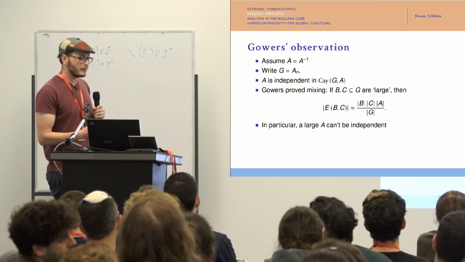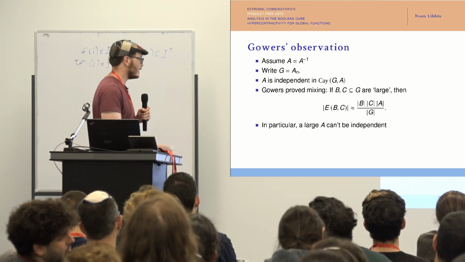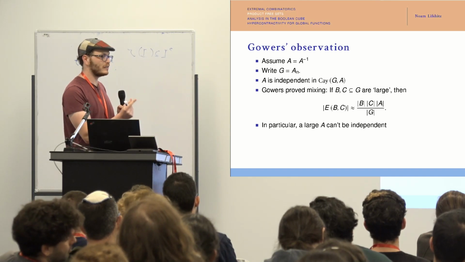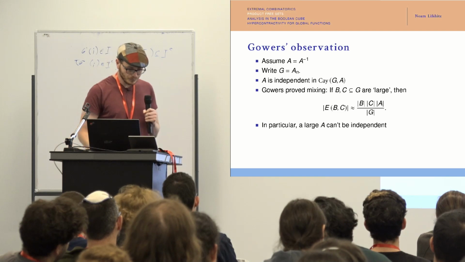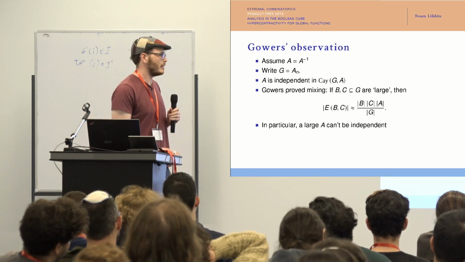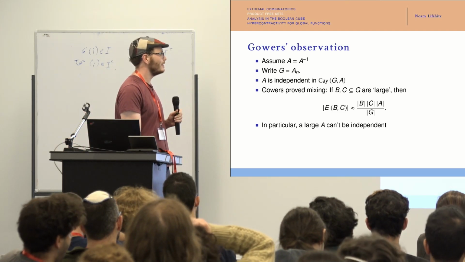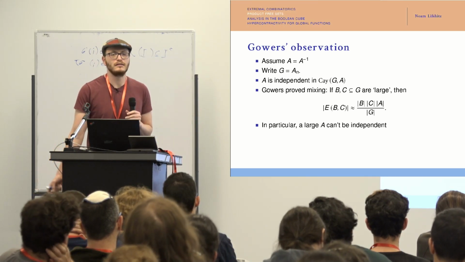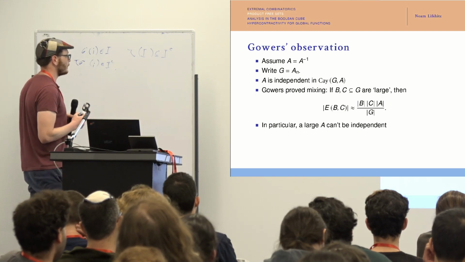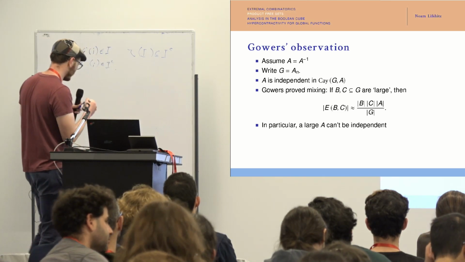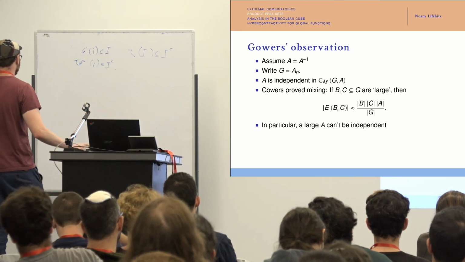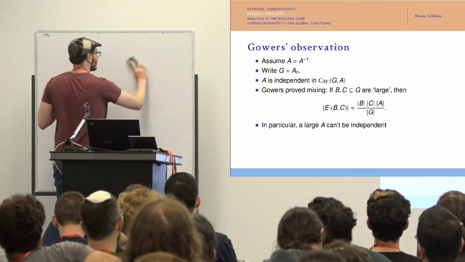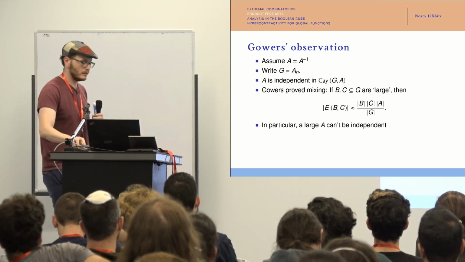And in particular, if you have a large set, then it can't be independent, because two sets must contain as many edges as a random graph of the same density. And in particular, they must contain some edges. Okay. Let's talk briefly about Gowers' idea. The idea is quite simple, actually.